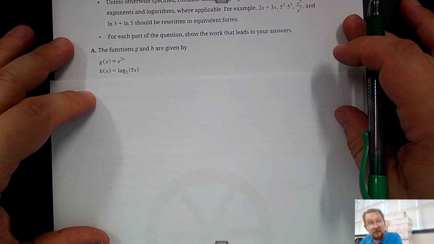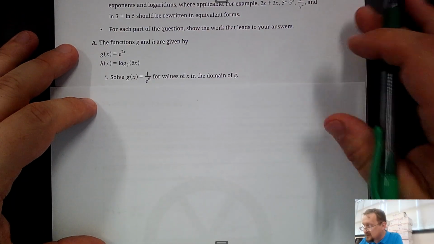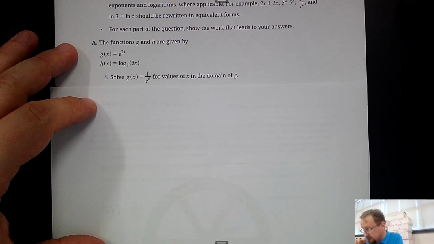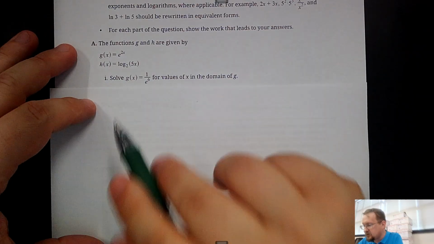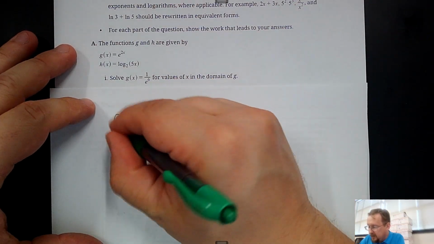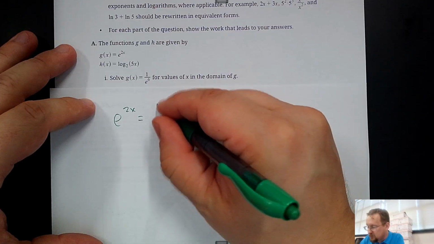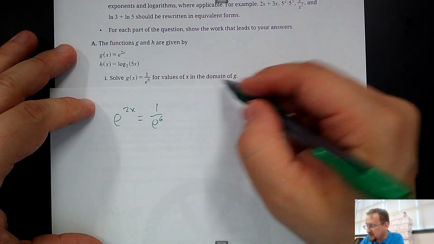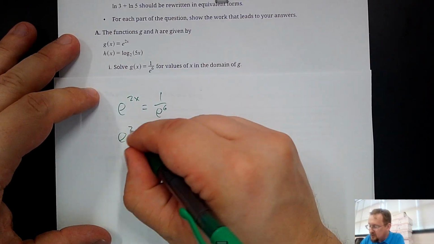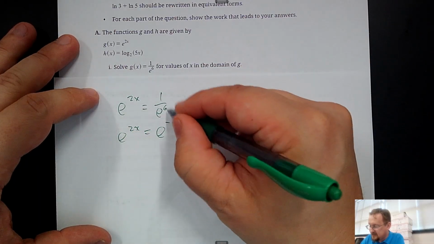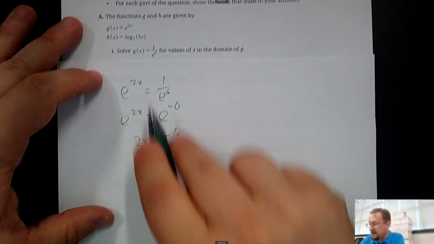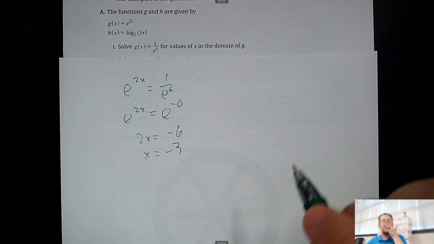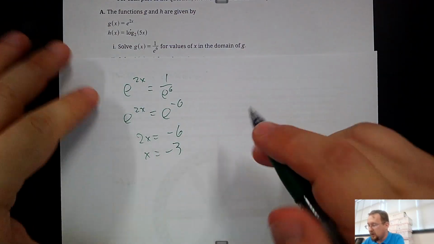Functions g and h are given by these two expressions. Suppose g of x equals 1 over e to the 6th; solve that. So e to the 2x equals 1 over e to the 6th for values of x in the domain of g. e to the 2x is equal to e to the negative 6, because that's what that is. 2x equals negative 6, x equals negative 3. That is most certainly in the domain of g, because the domain of an exponential is all real numbers.